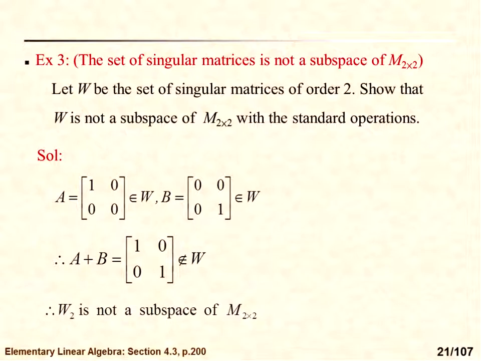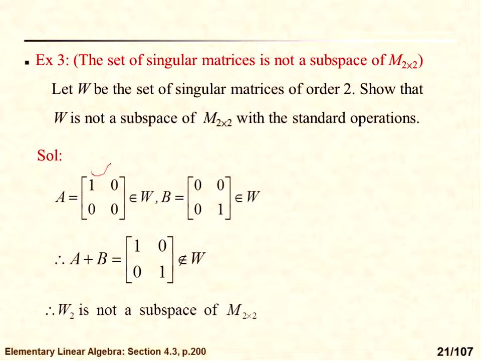So these are some theorems, and this is an example. The set of singular matrices is not a subspace. Let W be the set of singular matrices of order 2. Show that W is not a subspace of M2 by 2 with standard operations.